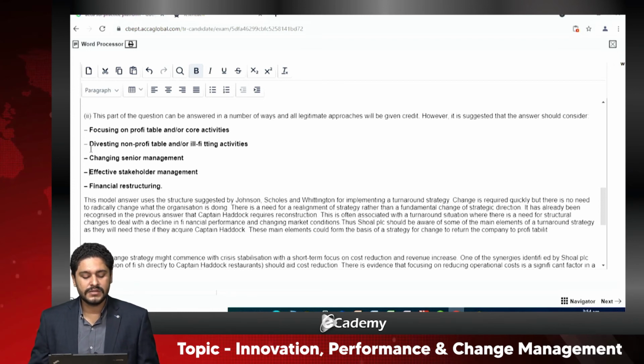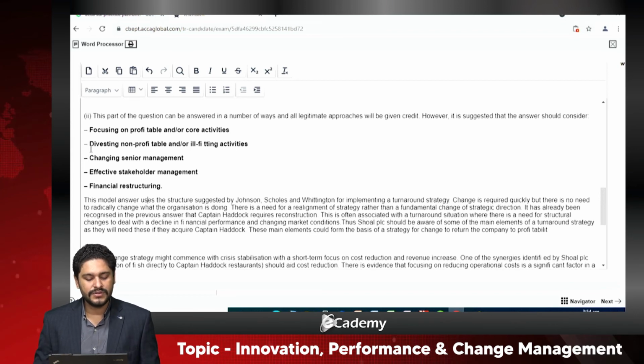Effective stakeholder management means the stakeholders should be effectively managed, and financial reconstruction, the financial restructuring, you need to look at the financials of the company as well in order to put the company in a far better situation.